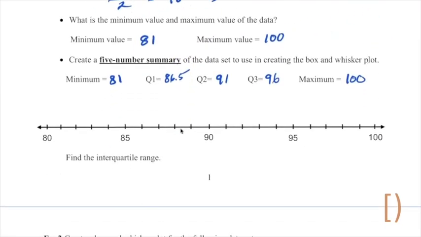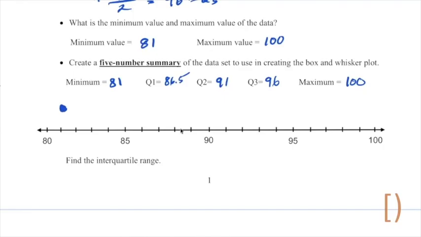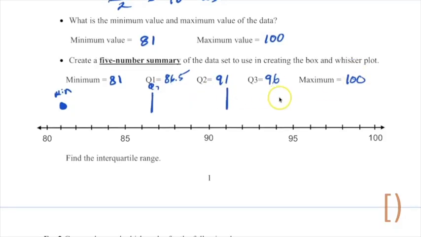So let's make our box and whisker plot. First start with the minimum, 81, right there. That's our min. And then let's put a line for Q1, 86.5 right here. That's our Q1. Then I'll make a line for Q2, 91. That's right here. That's our Q2. And then we're going to make a line for our Q3, 96 over here. That's our Q3. And then our max is 100 right there. How do we make the box and whisker plot?